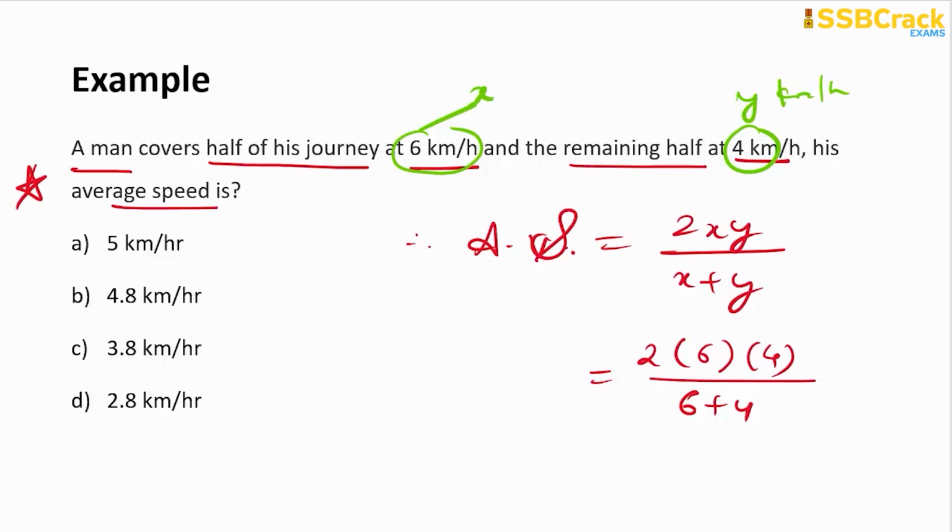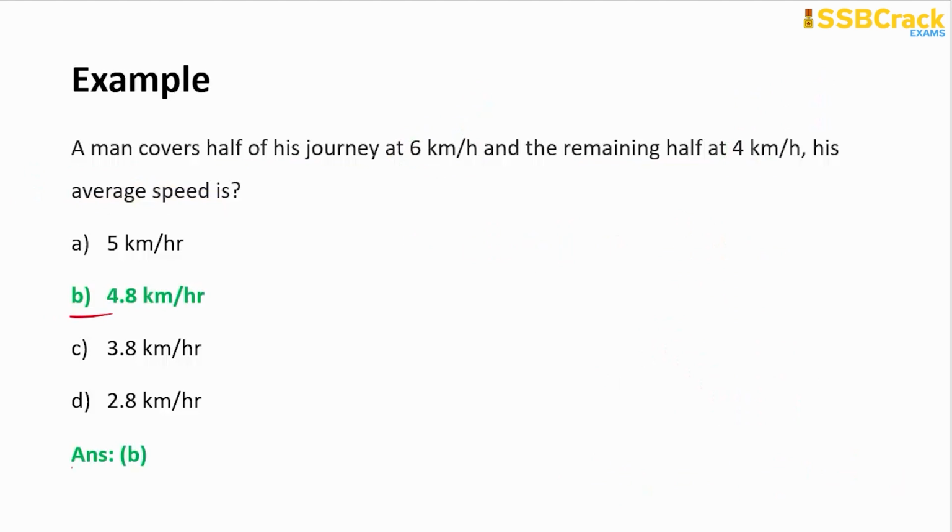So the final answer, the average speed, has to be also in kilometer per hour only, and we are getting 2 into 6 is 12, 12 fours are 48 upon 10, which gives you the answer 4.8 kilometer per hour. I hope you got it, and hence the correct key is option B for this particular question. Alright, you can check out the answer option B.